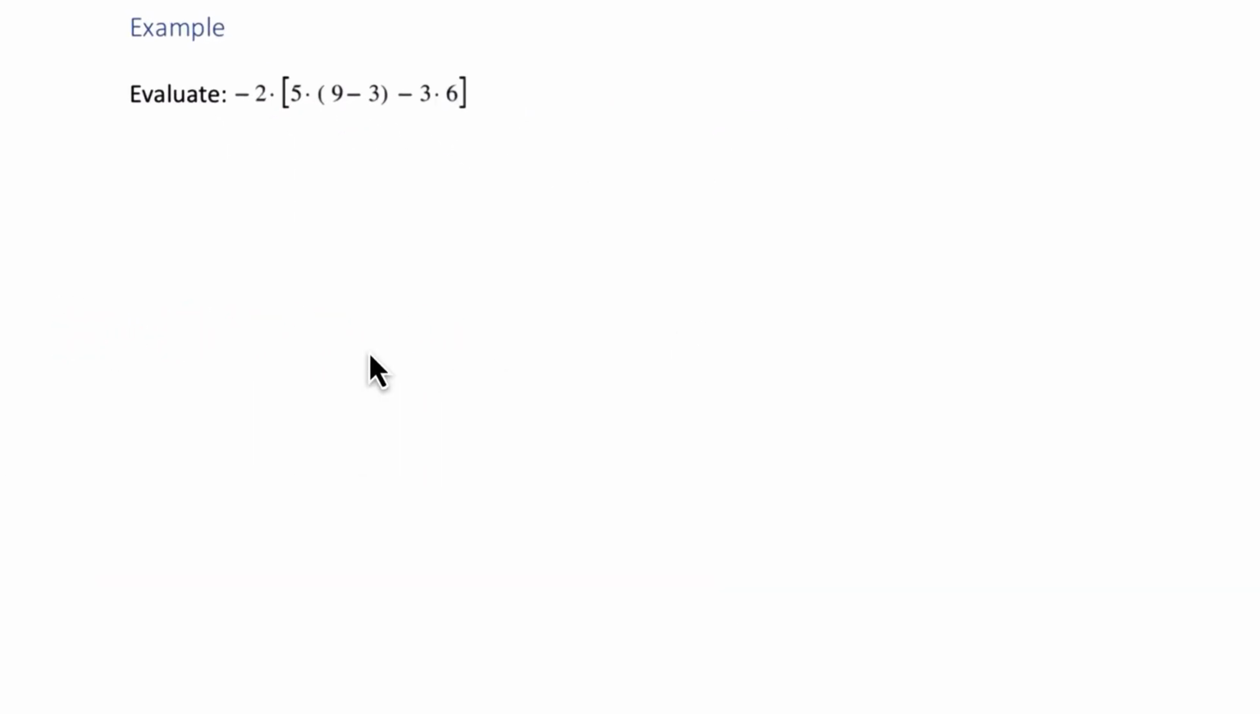In this example, notice we have more than one type of grouping symbol. We have the square brackets and we have parentheses. Whenever you're given multiple sets of grouping symbols, we want to start inside the innermost grouping symbols first. In this case, simplify inside the parentheses. So we need to first deal with the 9 minus 3. The rest we'll just copy for now. 9 minus 3 is 6.